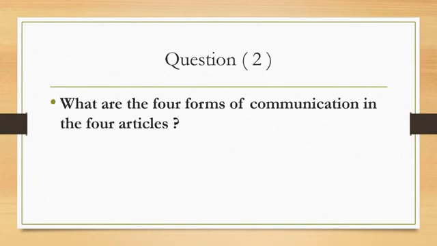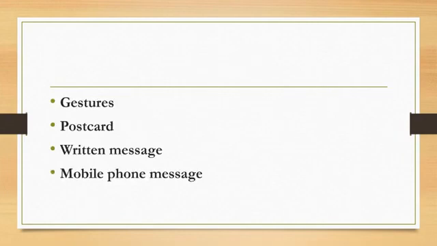Let's move to question 2. What are the 4 forms of communication in the 4 articles? You have to know the 4 forms of communication. These are the 4 forms of communication: gestures, postcard, written message, mobile phone message. كنتو تعرفوا صبايا إنه حل الأسئلة لازم نرجع للarticles A, B, C, D. So, question number 2: what are the 4 forms of communication in the 4 articles? Gestures, postcard, written message, mobile phone message.